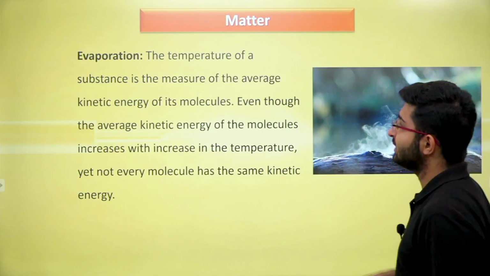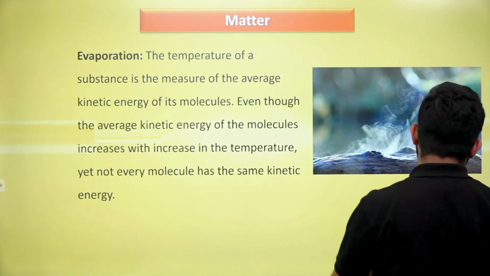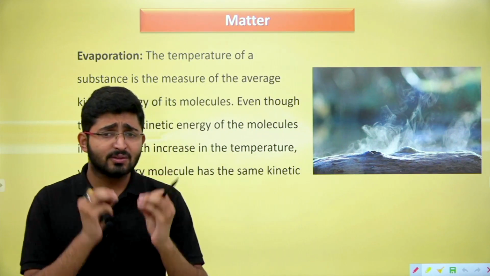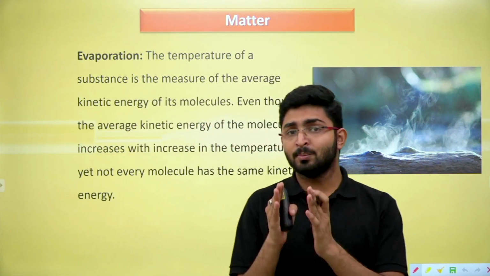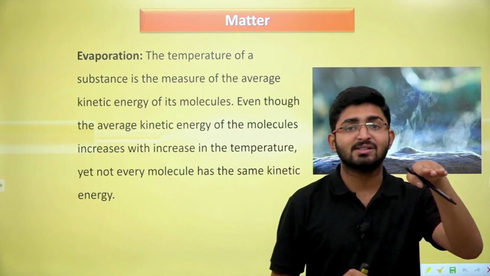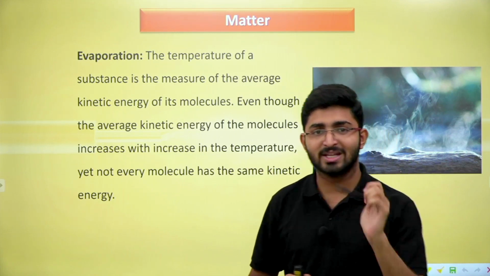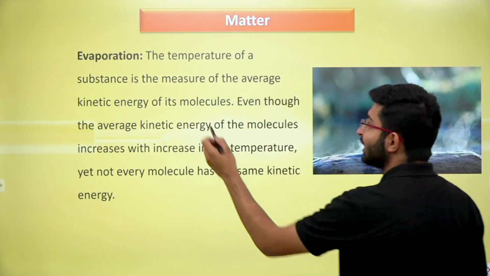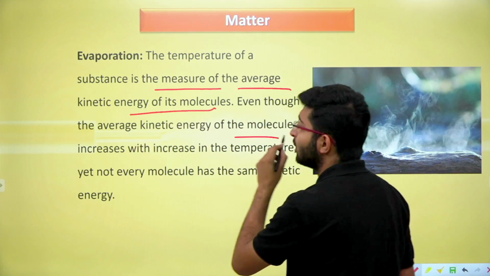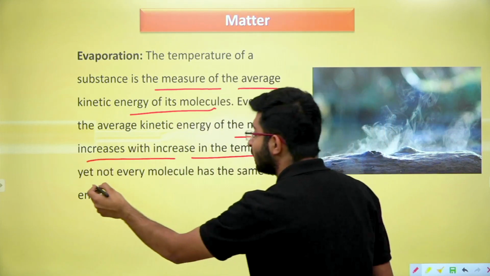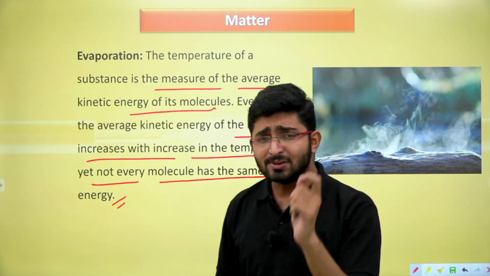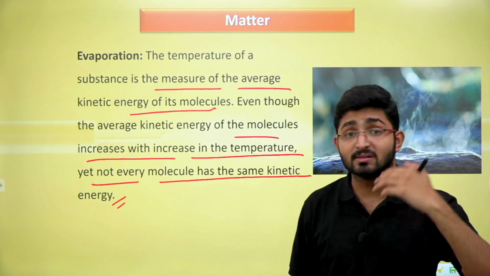Moving ahead, the next process is evaporation. Now what is evaporation? Some students get confused between boiling and evaporation. There is a basic difference. Boiling is a process of the whole content, but evaporation only occurs at the surface of water. Why am I saying so? The temperature of a substance is the measure of the average kinetic energy of its molecules. Even though the average kinetic energy of the molecules increases with increase in temperature, not every molecule has the same kinetic energy. So when there is a rise in temperature, each and every molecule does not get the same kinetic energy.